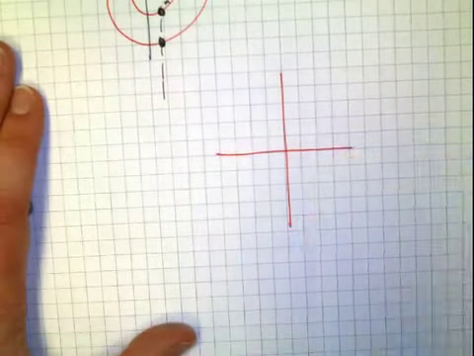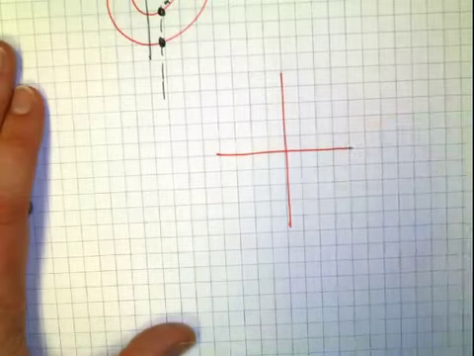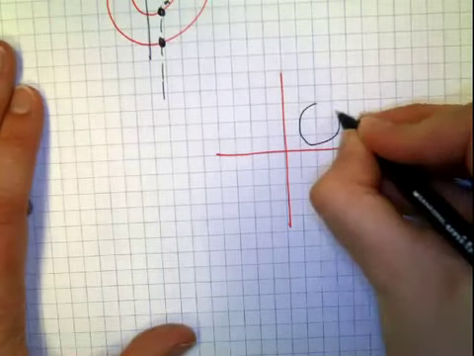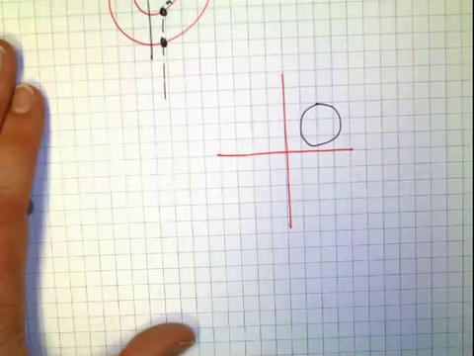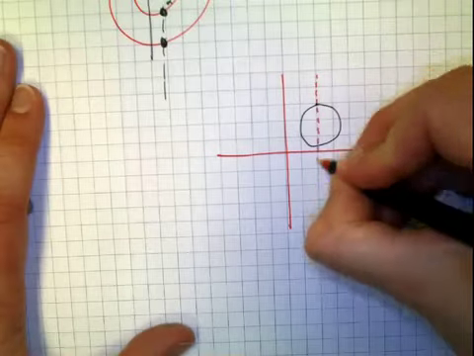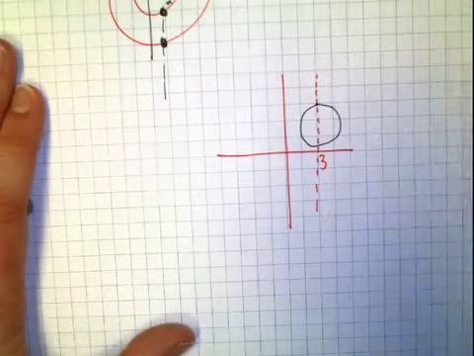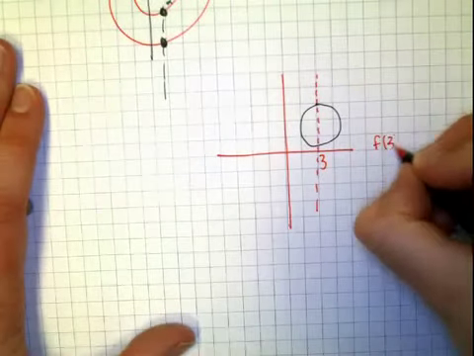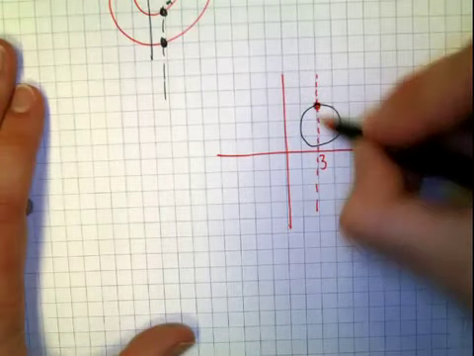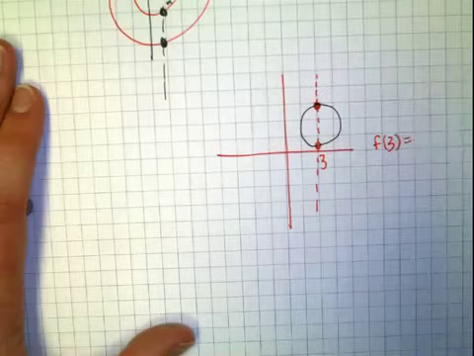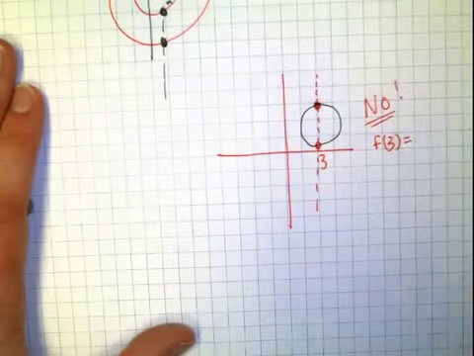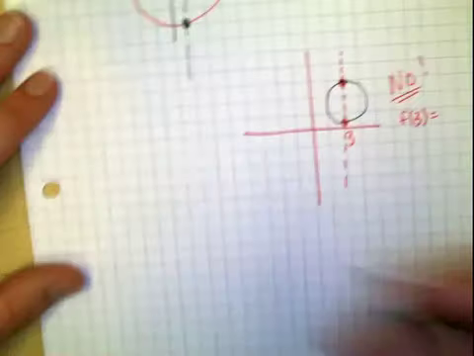What about this graph? What if I drew a graph and the graph was a perfect circle like this? Perfect circle. Function or not a function? Well, draw a line up and down. Let's say I drew this line at 3 and I asked you what f of 3 equals. How many answers would you give me? 2. There's one here and one here. There's two answers. So is this a function? No, definitely not a function.